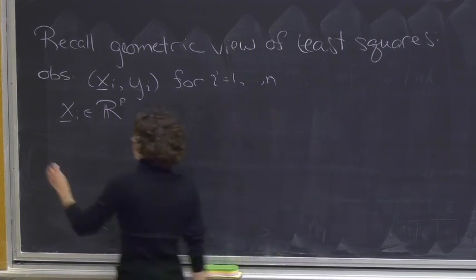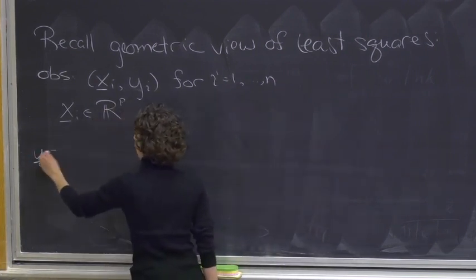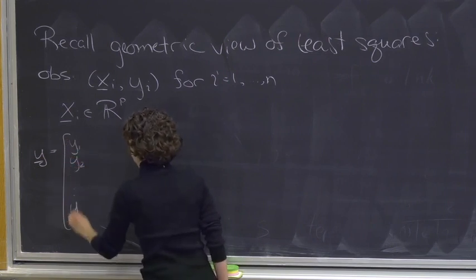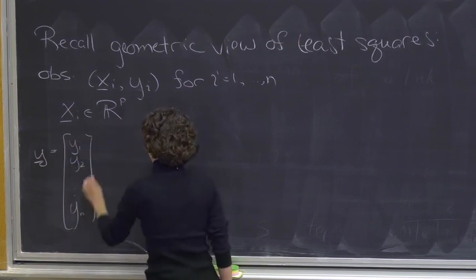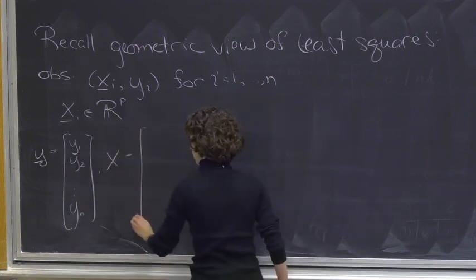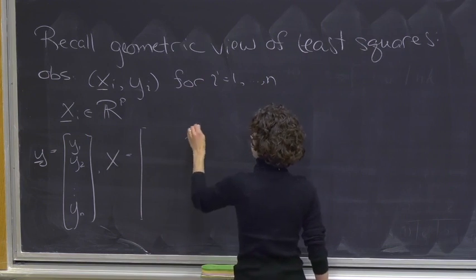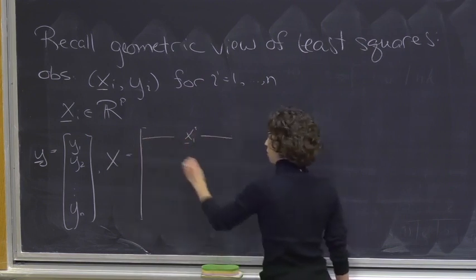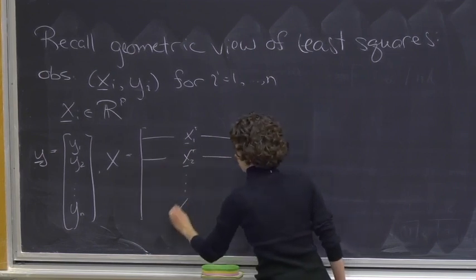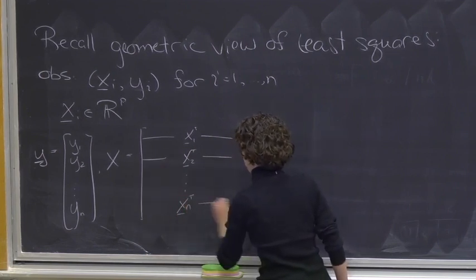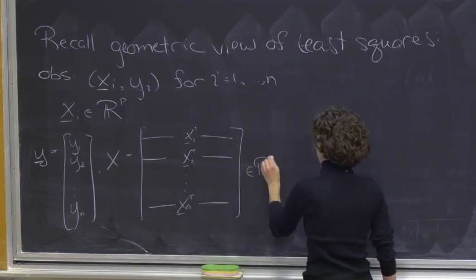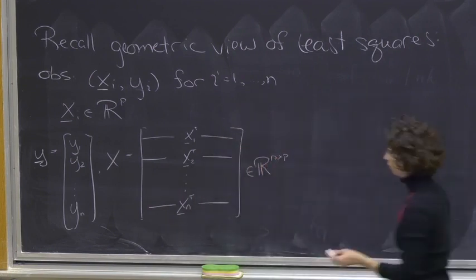Okay, so we formed a vector of labels y, which was y1, y2, all the way to yn. And we formed a feature matrix X that had all of these feature vectors in it. So x1 transpose was the first row, and x2 transpose was the second row, all the way down to xn transpose as the last row.